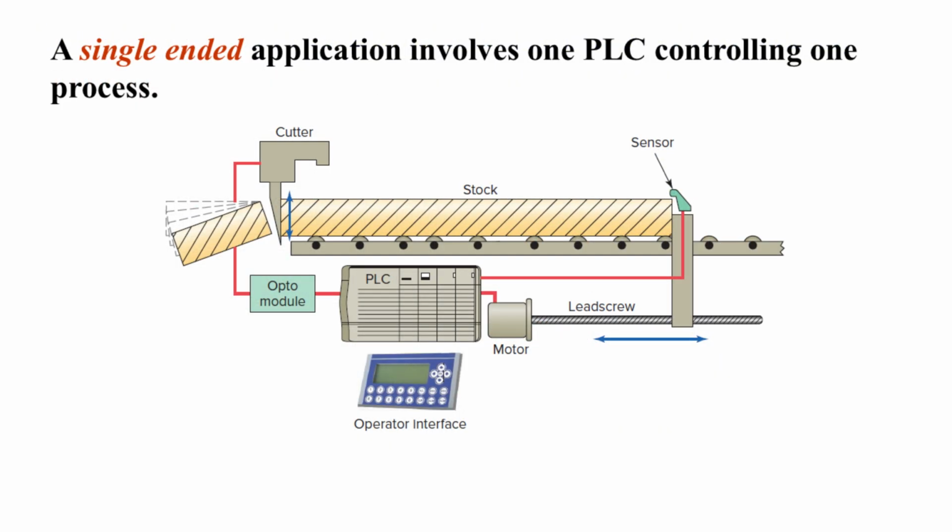A single-ended application means that one PLC is dedicated to controlling one process. For example, in this diagram, a single PLC controls the cutting operation by receiving sensor feedback, monitoring stock position, and controlling the motor and cutter through the operator interface. It's a simple, direct relationship between the PLC and one specific process.